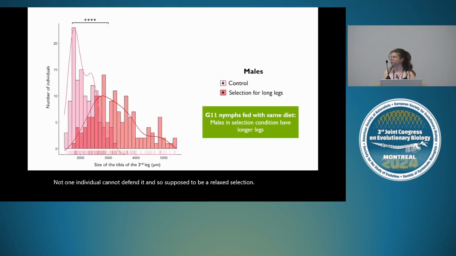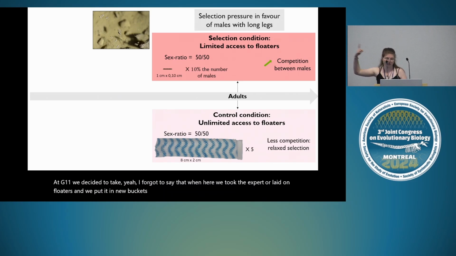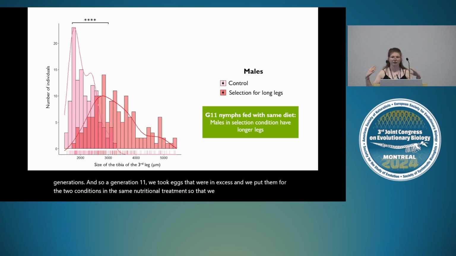And here are also some preliminary results. I forgot to say that we took the eggs that are laid on floaters and put them in new buckets, and repeat the same thing generation after generation. At generation 11, we took eggs that were in excess and put them, for the two conditions, in the same nutritional treatment, so that we only have the effect of selection and can truly compare them at the phenotypic level.